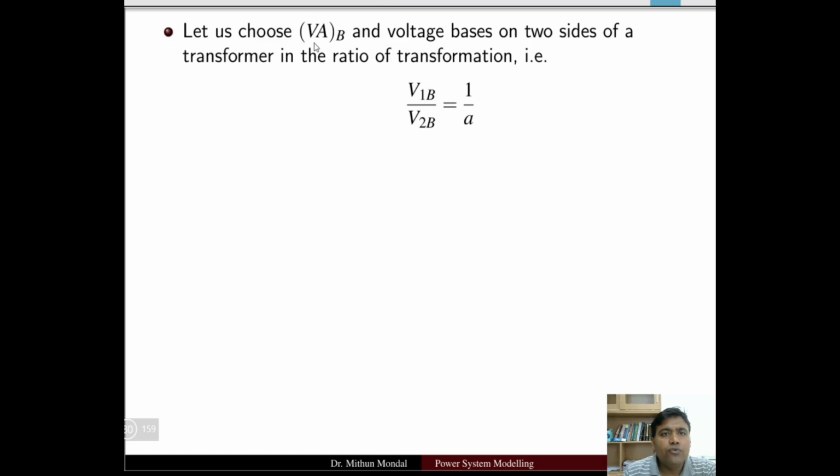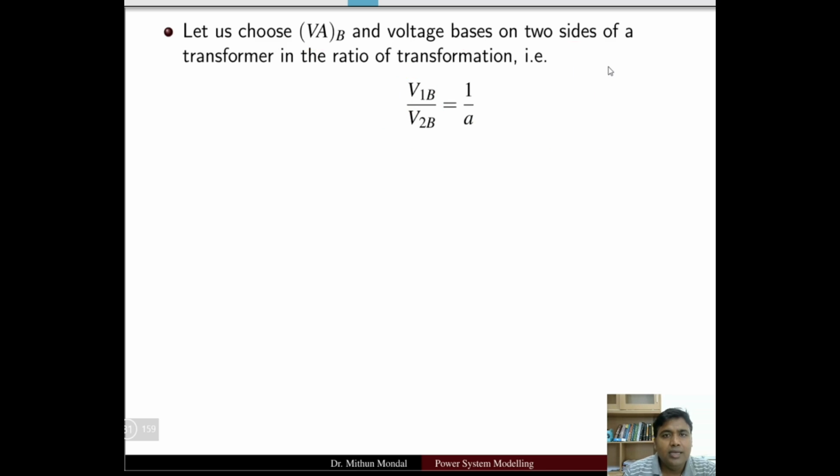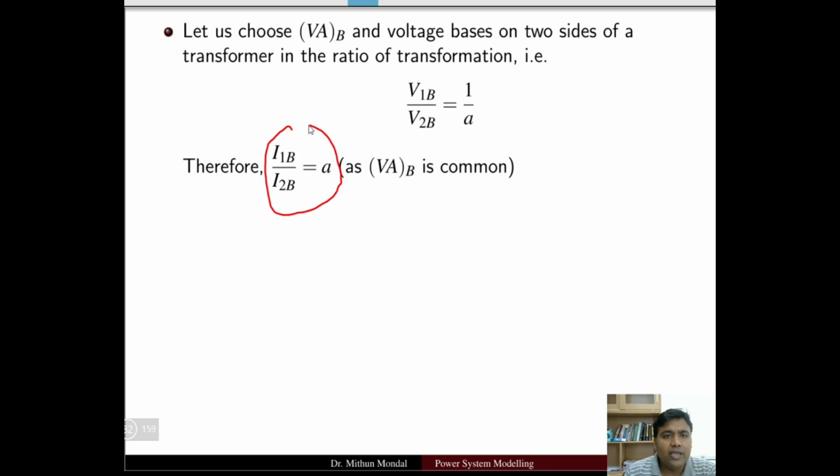If we choose the volt ampere base and the voltage base on the two sides of a transformer in the ratio of transformation, we know this is the formula for the relationship between the voltage and the turns ratio. So V1 base by V2 base is equal to 1 by A, because you have a transformer in the ratio of 1 is to A. Then I2 base will be equal to A times I1 base. We know that the current base is inversely proportional to the voltage base as the power is common.